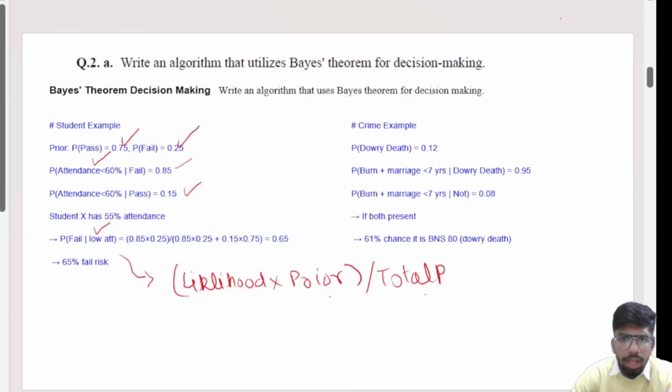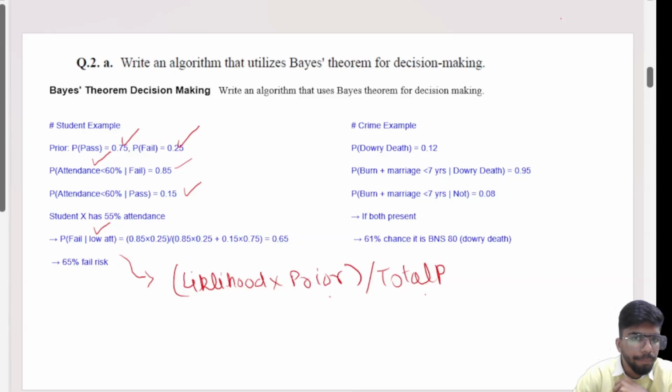Now let us see another example, which is the crime example. On the right hand side of the slide, I have shown another real scenario. P of dowry death is 0.12 and P of burn plus marriage less than 7 years given dowry death is 95%. P of burn plus marriage less than 7 years given not dowry death is 0.08. So if a case has both burn injuries and marriage duration under 7 years, Bayes' theorem calculates a 61% chance that it is BNS 80, dowry death. This shows how the police department can use statistical reasoning to triage cases, identify high risk, and support legal decision making. So this completes question 2a, and I have shown the full Bayesian algorithm.